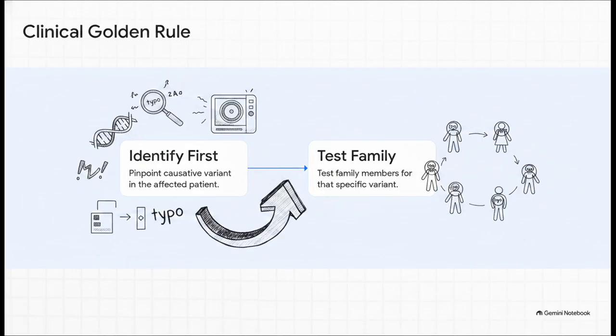Once you have successfully identified that specific variant, then and only then do you move to step 2, which is running targeted tests on family members. Notice the strategy here? You aren't running whole genome sequencing on the rest of the family. Because you already solved the mystery in the affected patient, you can now simply run a variant-specific test on the relatives to check for the presence or absence of that exact same variant.